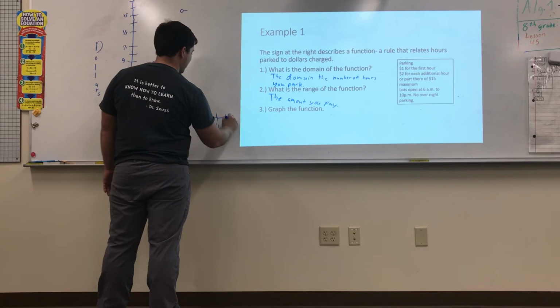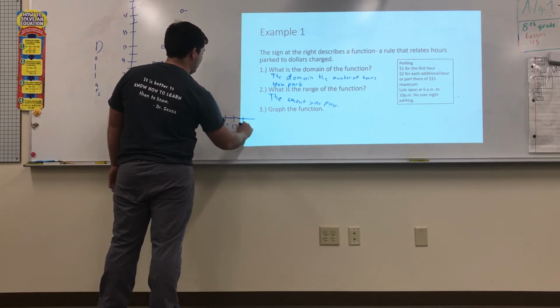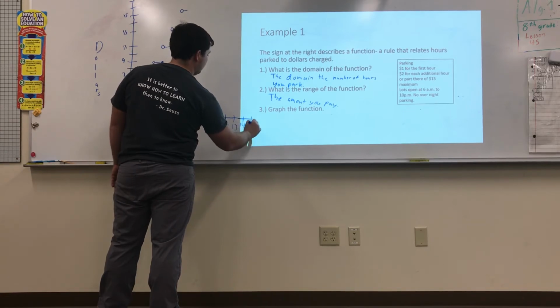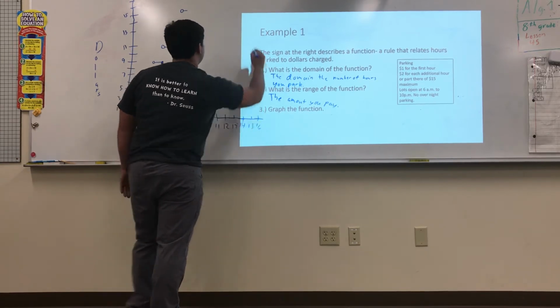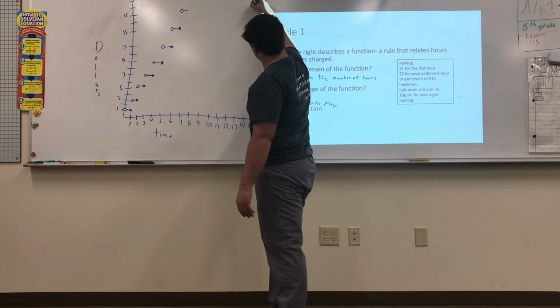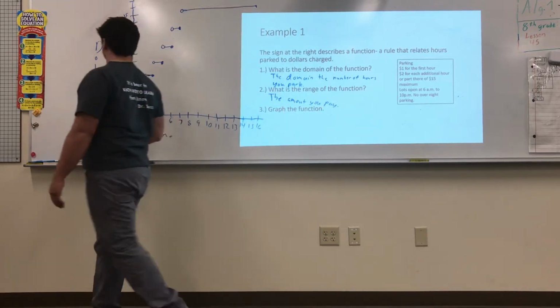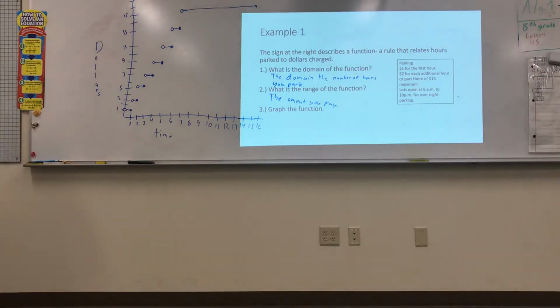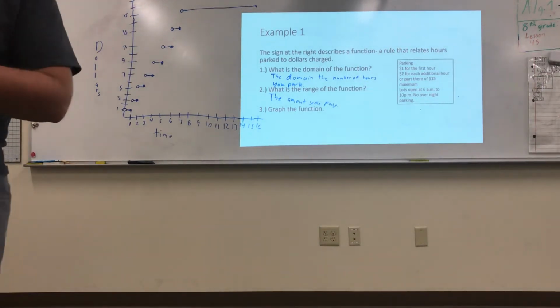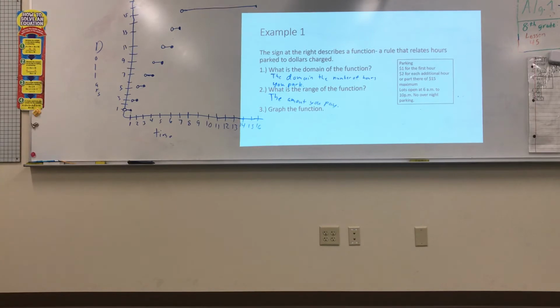So, you can have a max of $15. That is all you're going to pay for the most all day. So over here is 16. That would be my last one, because for all that time after that, I'm only going to have to pay $15. That would be the graph on that.